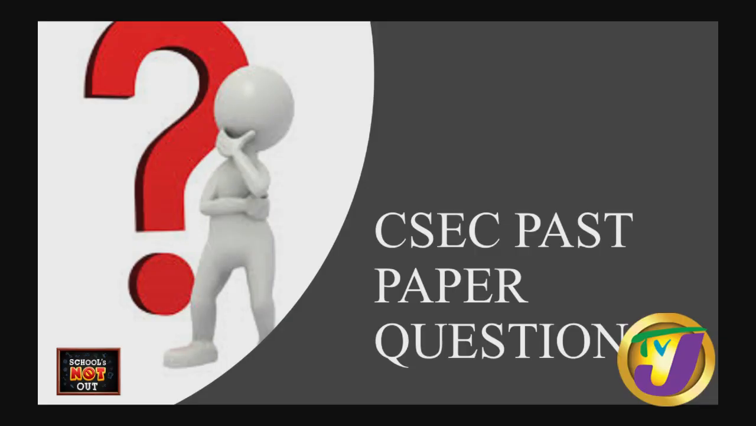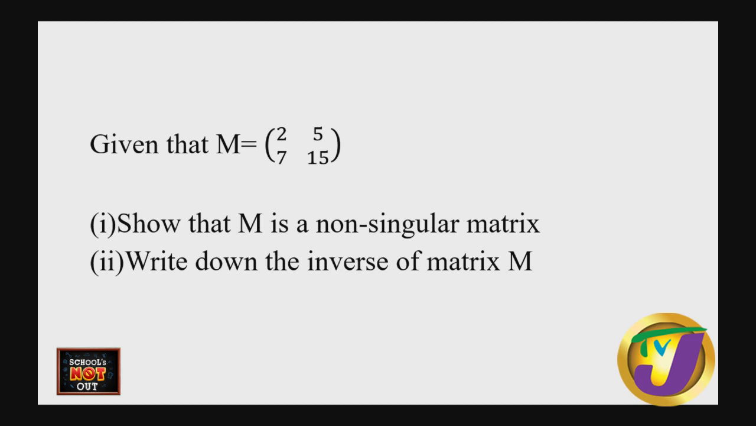There we go. So here we're going to be looking at some CSEC questions. And the first one that we have here, we're going to be working it together. But guys, we're asking you at home to please try while we are helping as well. So we are told that M equals 2, 5, 7, 15.